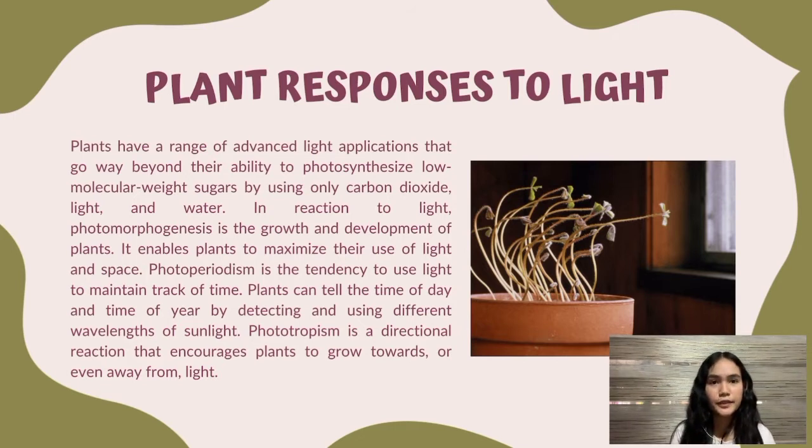So, the plant responds to light in various ways. Through photoperiodism, plants use light to keep track of time, day, and year. By detecting and using the different wavelengths of light, imagine, they do not use clocks or calendars, but they are aware of time. Positive phototropism is growth towards a light source, while negative phototropism, also known as scototropism, is growth away from light.